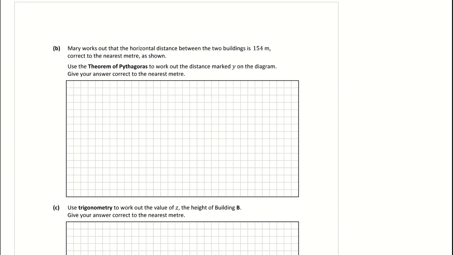I'm going to actually use the same triangle here, the same one that I marked in yellow. I have a height of 220, 154 along the base. I have my angles that I already know, and I'm trying to find the size of y. Now it's telling me to use Pythagoras' theorem here, so I can't use my sine, cos, or tan here. My Pythagoras' theorem formula: c squared is equal to a squared plus b squared.